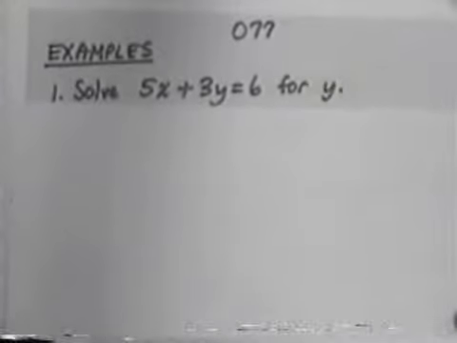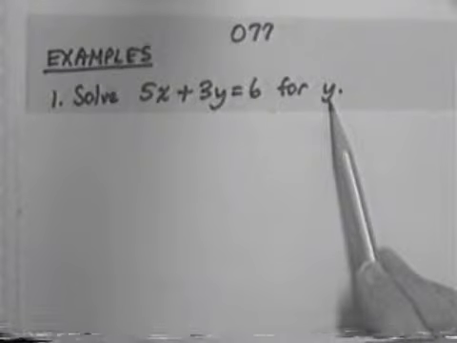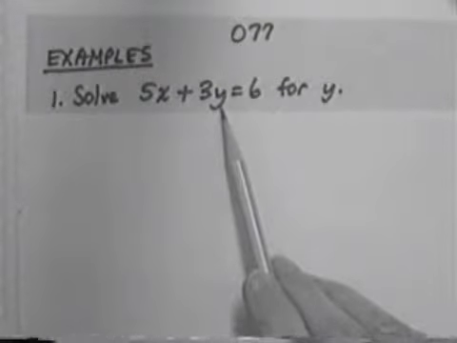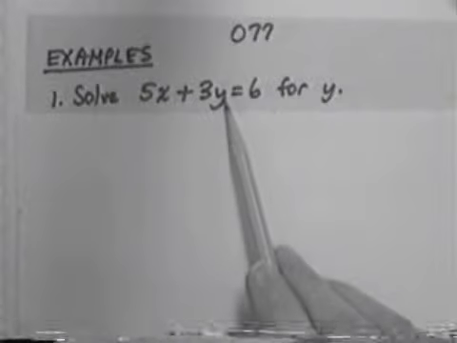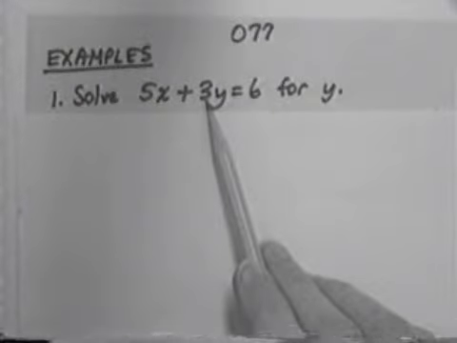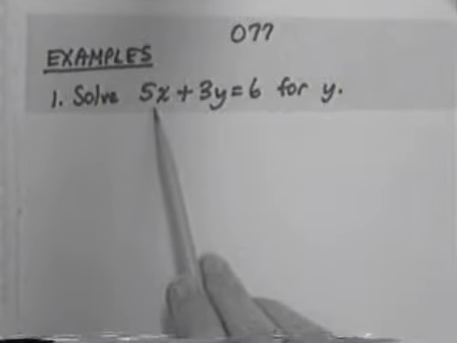Now let's look at examples. We'll start with: solve 5x plus 3y equals 6 for y. The designated variable is y. And so we will pretend that y is the only variable in the problem. Notice that y has a coefficient of 3, which we will ultimately divide by. The y term also has an extra term on the same side of the equation with it.